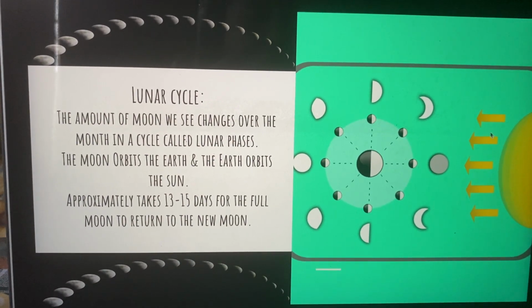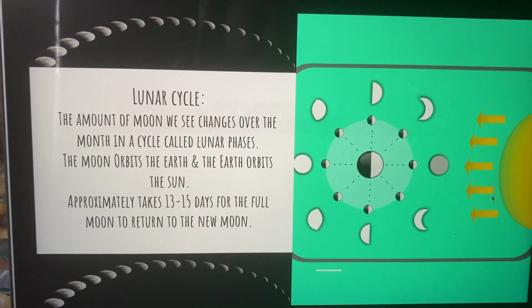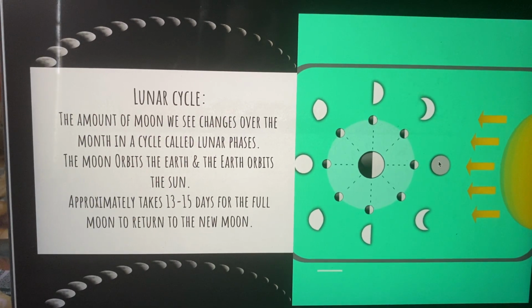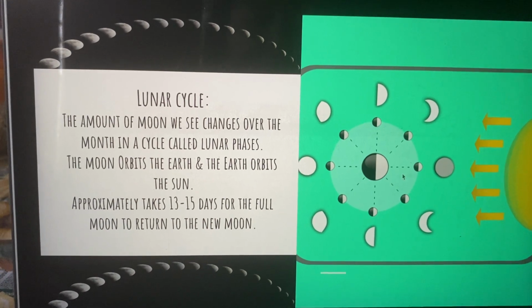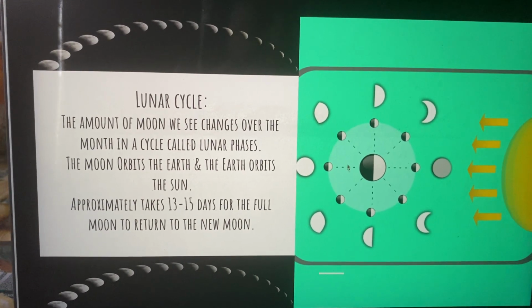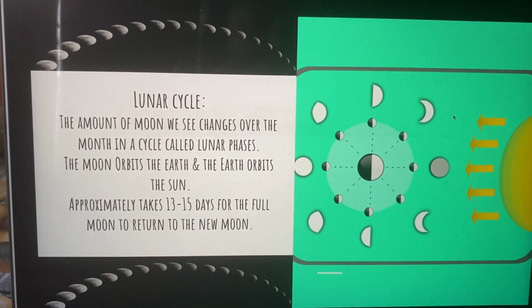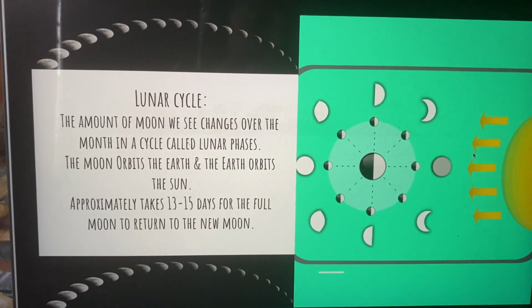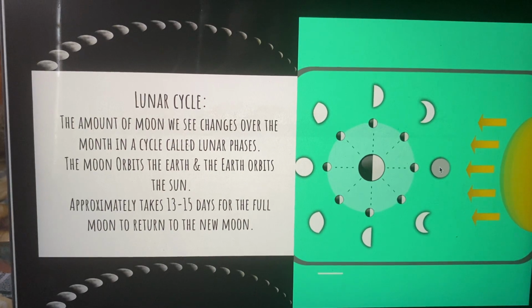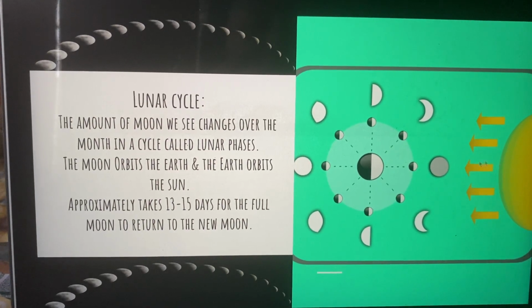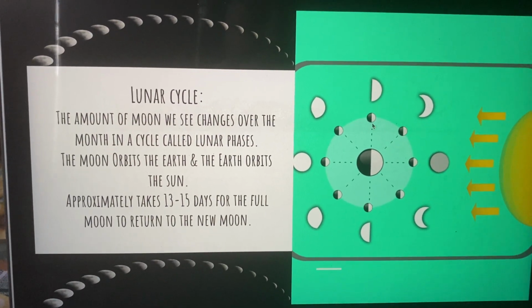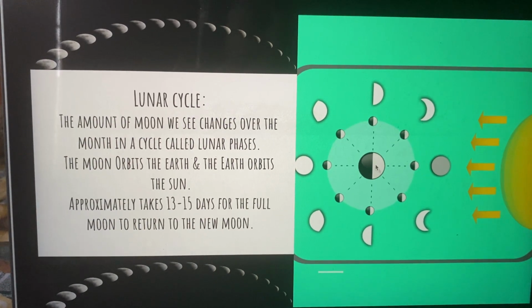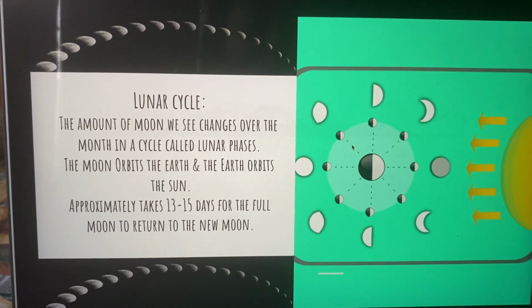So you can see here, if we have the Sun and we have Earth here, we have the moon in rotation going around Earth. And depending on where the moon is with respect to the Earth and the Sun, that will determine what type of moon we can see from where we are on the planet.